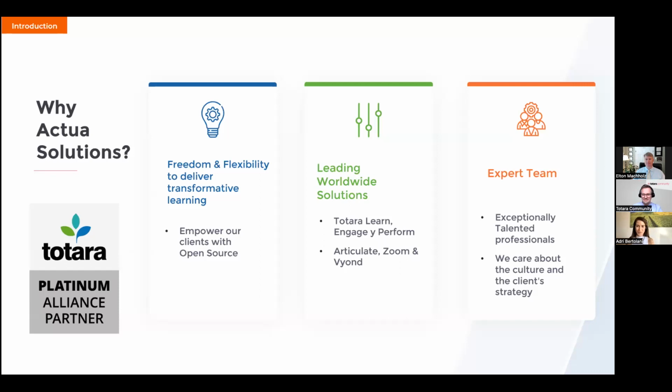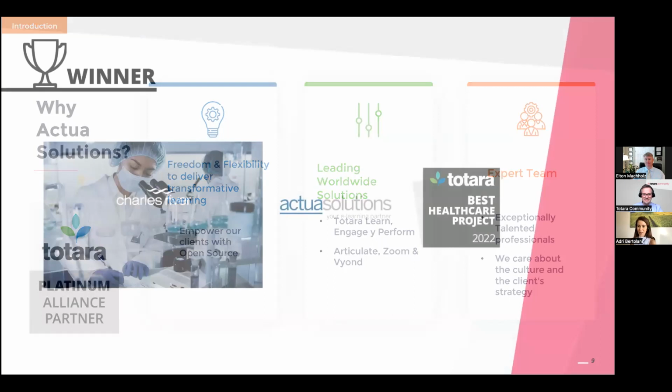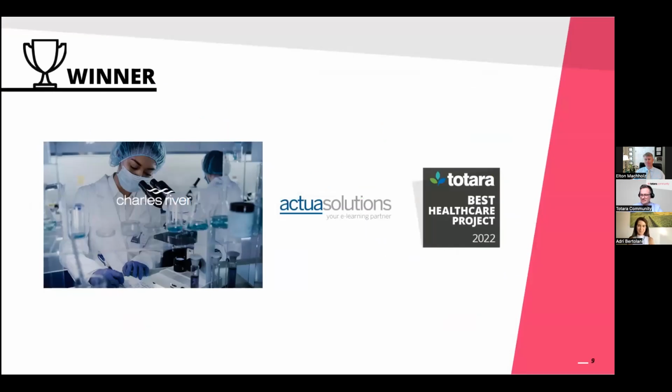That is Actua Solutions. And that being said, we are also very proud because we have been awarded the best healthcare project with this project. So it is fantastic, and I will leave it to Elton for him to share all the insights that he has gathered throughout these 8 years, or more than 8 years, of project with Totara. So thank you, Elton. Well, massive congratulations to you both as well for winning that award. It's hard to win these awards, so congratulations on that.